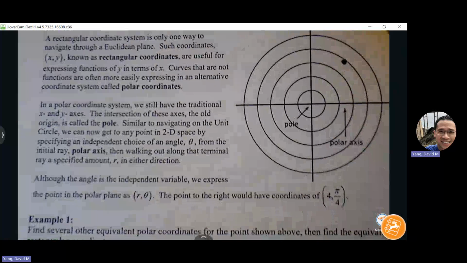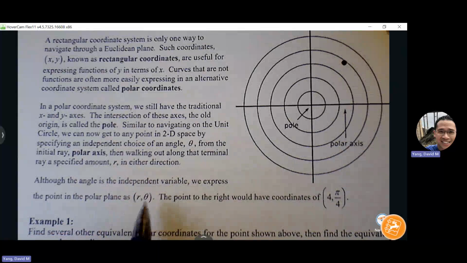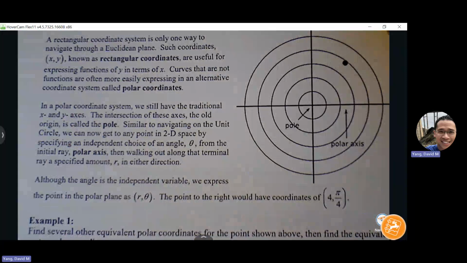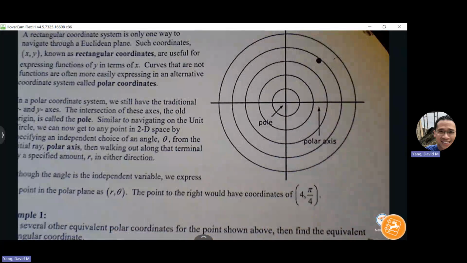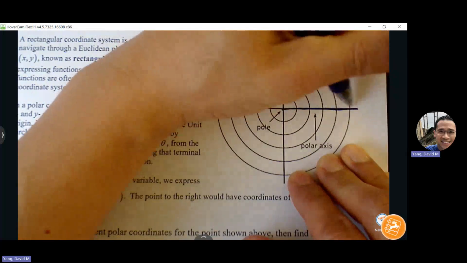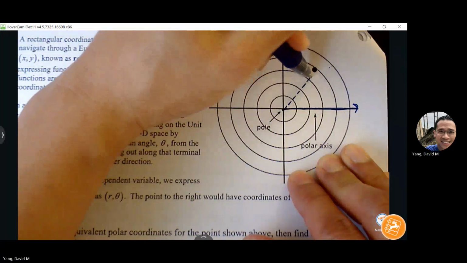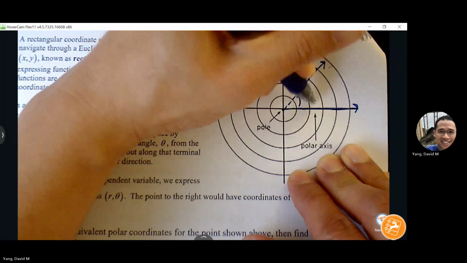Okay. Although the angle is the independent variable, we express the point in the polar plane as (r, theta). So theta is independent, r is dependent, but instead of (theta, r), it's represented as (r, theta). The point to the right would have coordinates of (4, pi/4). So my theta is pi/4 because we're always measuring from our polar axis, and our angle measure is pi/4.